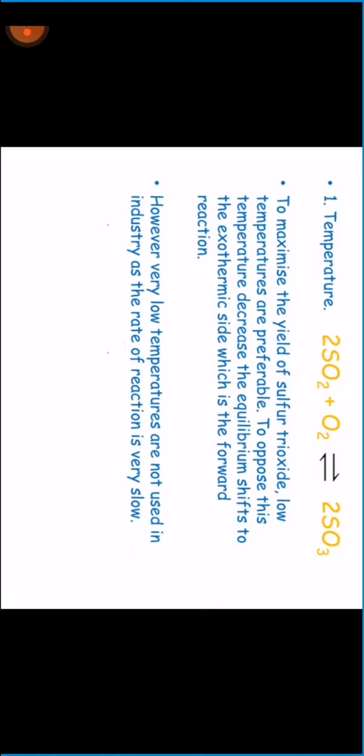However, very low temperatures are not used in industry as the rate of reaction is very slow, and that's similar to what we said in the Haber process. So we have a compromise temperature of usually about 450 degrees in our production of sulfuric acid.